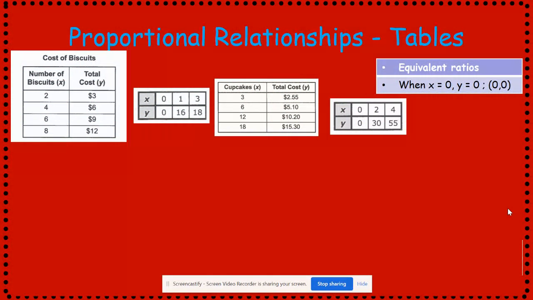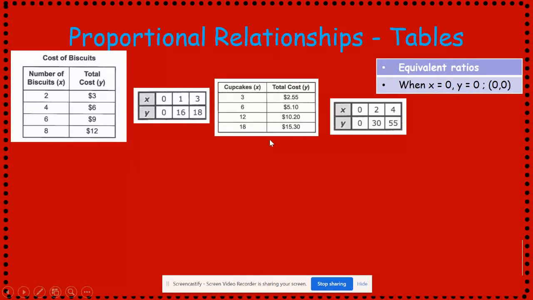When we're given a table, there are some indicators to let us know that the information creates a proportional relationship. For example, when the table has 0 for the x value and 0 for the y value, that tells us when graphed, it will go through the origin and it creates a proportional relationship.